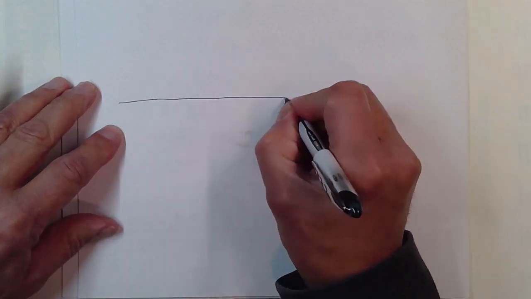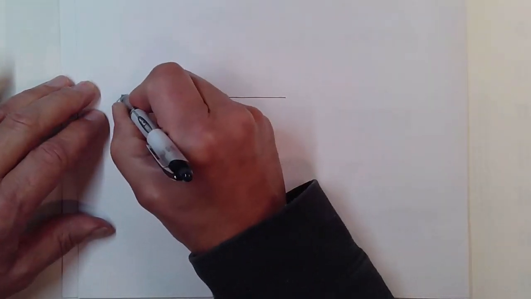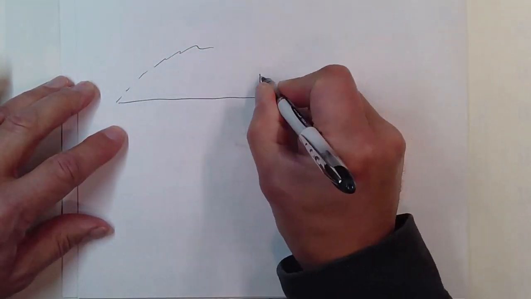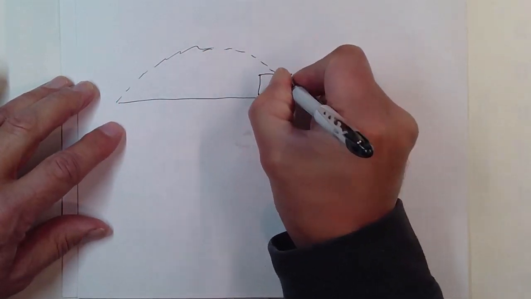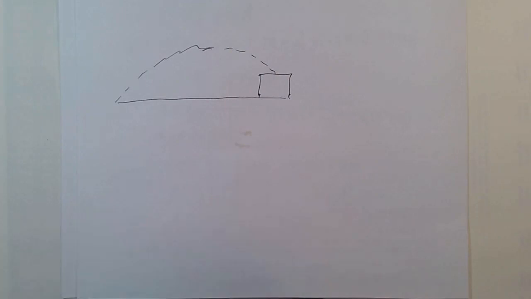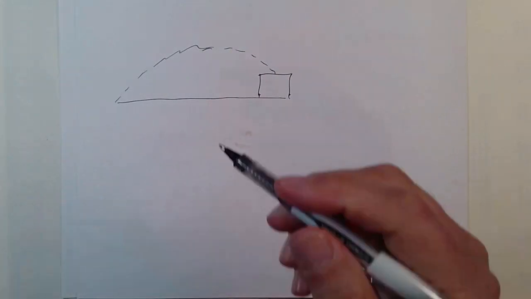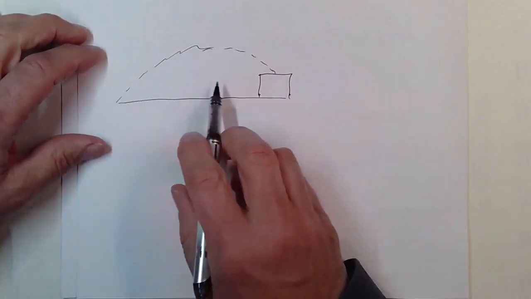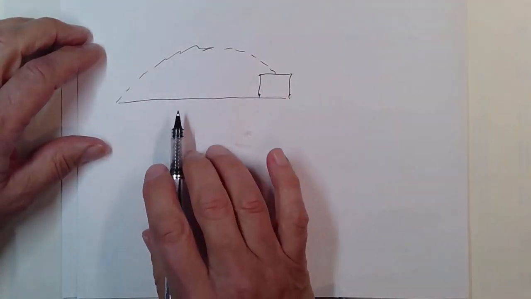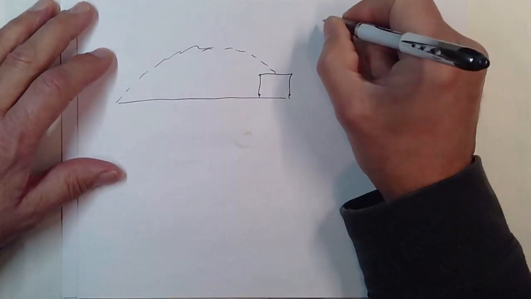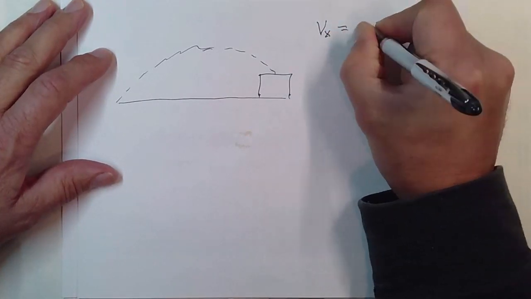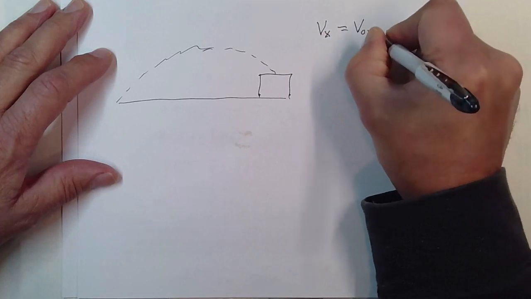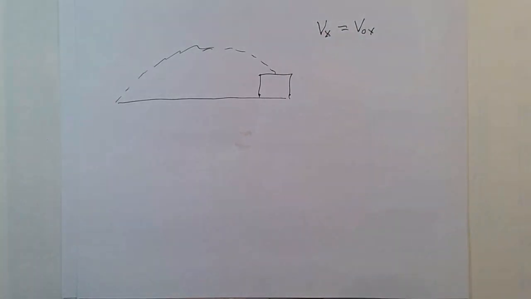So we'll be interested in things that are launched. Maybe they land on top of a building or something like that. And so they'll travel a path something like this. Now, there is no acceleration in the horizontal direction. So in the horizontal direction, we can say that v sub x is going to equal v naught x. It stays the same the whole time.